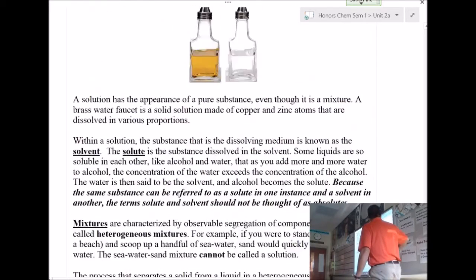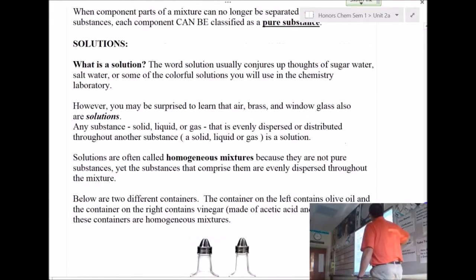Let's go back up. So when we talk about solutions, again, there's a homogeneous type and a heterogeneous type. The homogeneous type is that beautiful Windex. That's a nice blue color. I don't know why they make it blue, but I guess it's more appealing, because ammonia doesn't have a blue color. It's clear. And then a heterogeneous mixture is that guy.